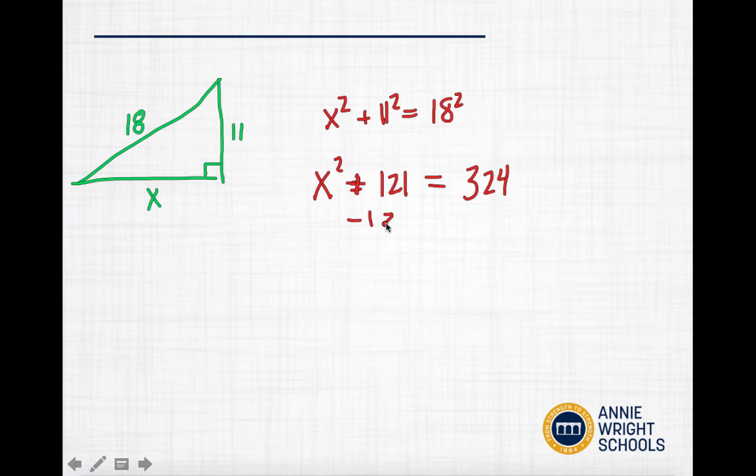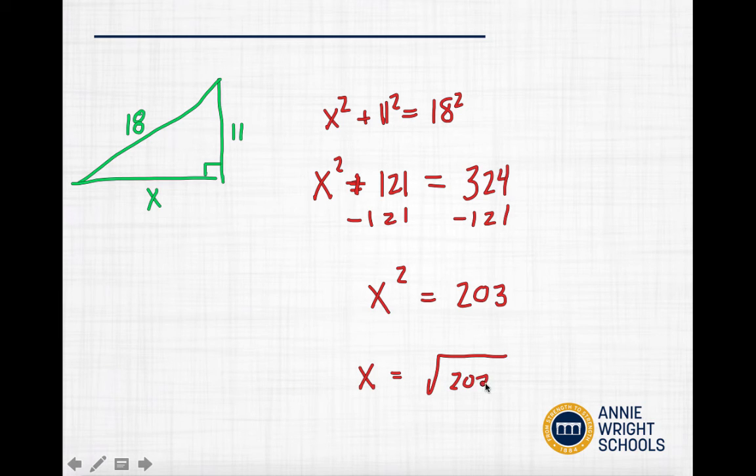Subtract 121 from both sides. You get x squared is equal to 203. Take the square root of both sides, and you get x is equal to the square root of 203. Now 203 is not an even number, so you don't have to worry about does 4 go into it. It's not a real nice number in the first place, but I'm just going to check a few things. I think 7 goes into it.